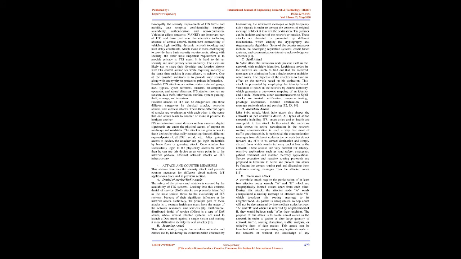Possible ITS attackers are nation-states, criminal gangs, hacktivists, cyber-terrorists, insiders, unscrupulous operators, and natural disasters. ITS attacker motives are ransom, data theft, information warfare, system gaming, theft, revenge, and terrorism. Possible attacks on ITS can be categorized into three different categories: physical attacks, network attacks, and wireless attacks. These three types of attacks overlap with each other in the sense that one attack leads to another or makes it possible to instigate another.